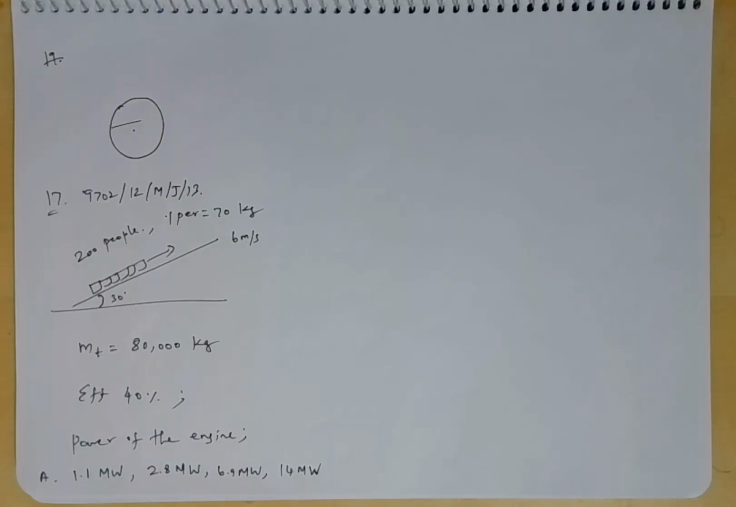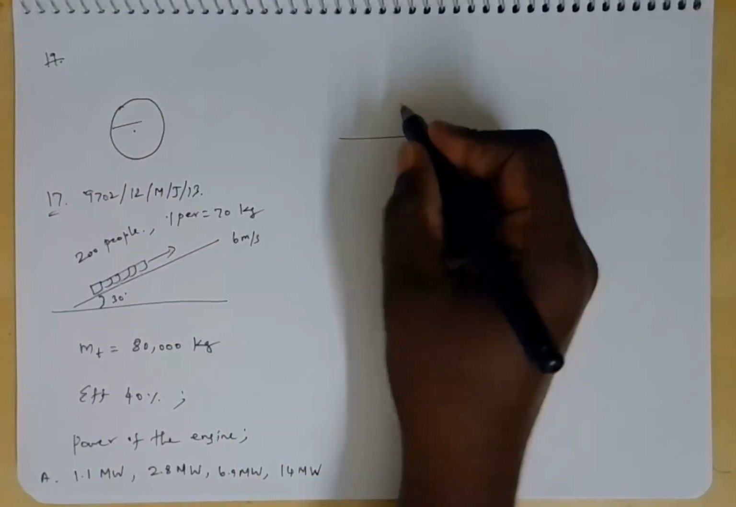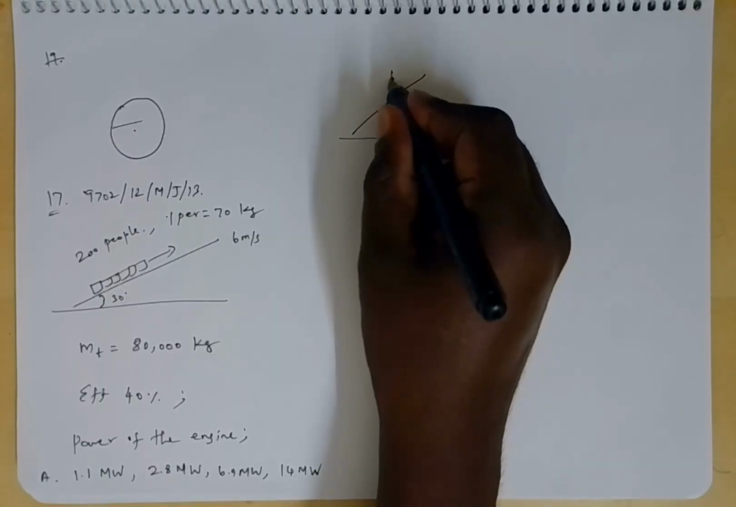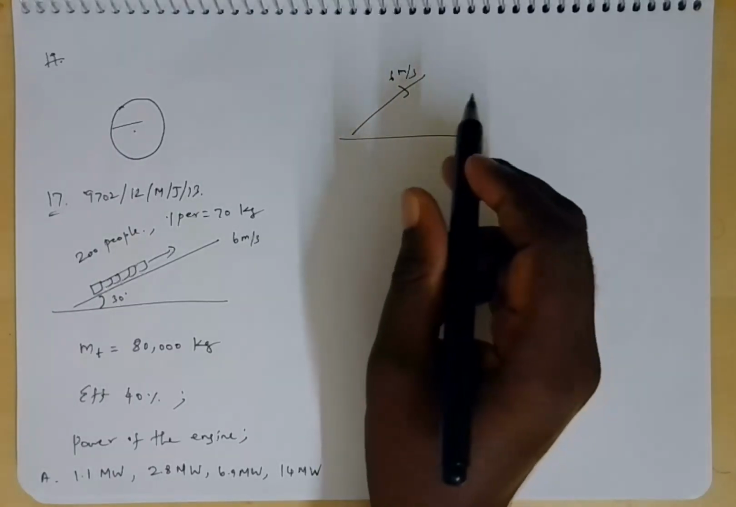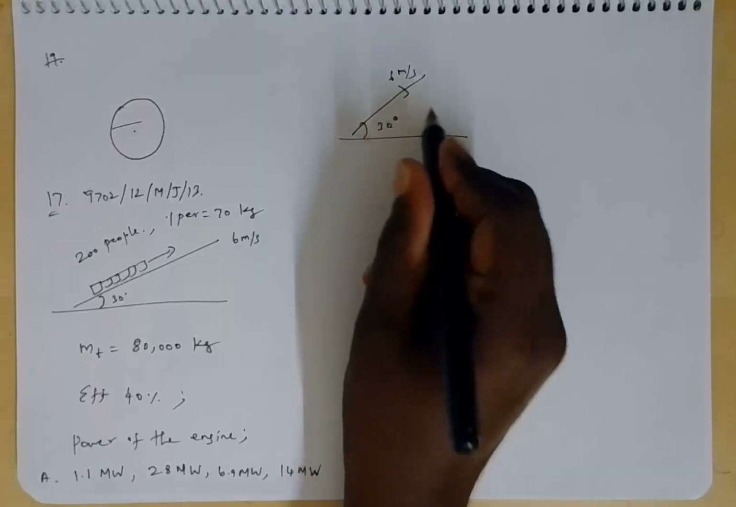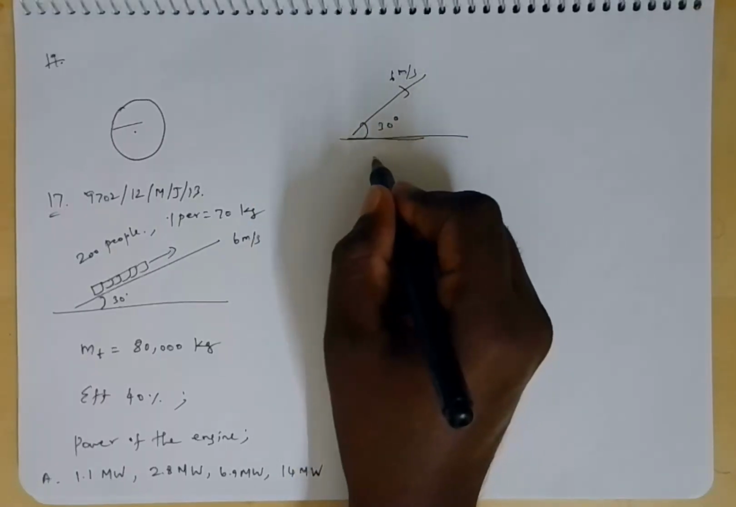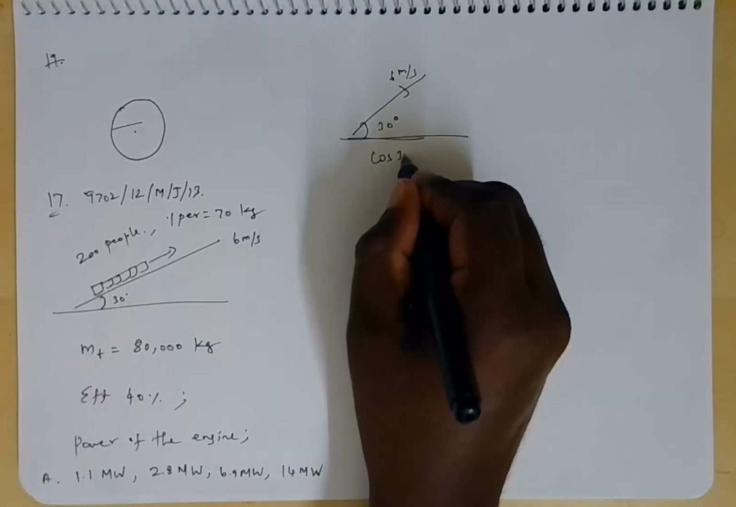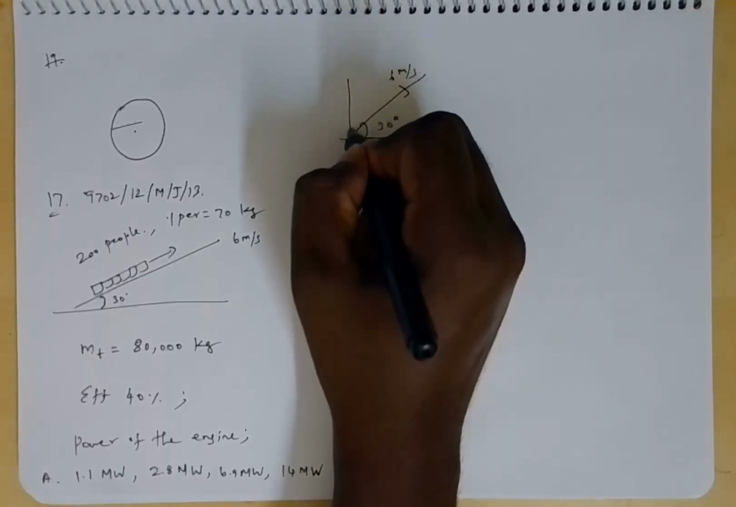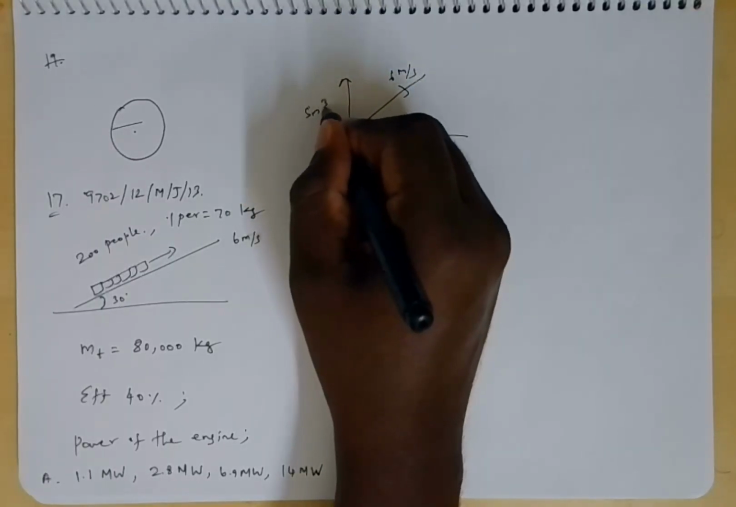You can just simply draw the triangle and find it, sir. Now this is 6 meter per second. What you want to find? Horizontal. Now this is 30 degree. Now horizontal is cos 30 into 6. Vertical is sine 30 into 6.